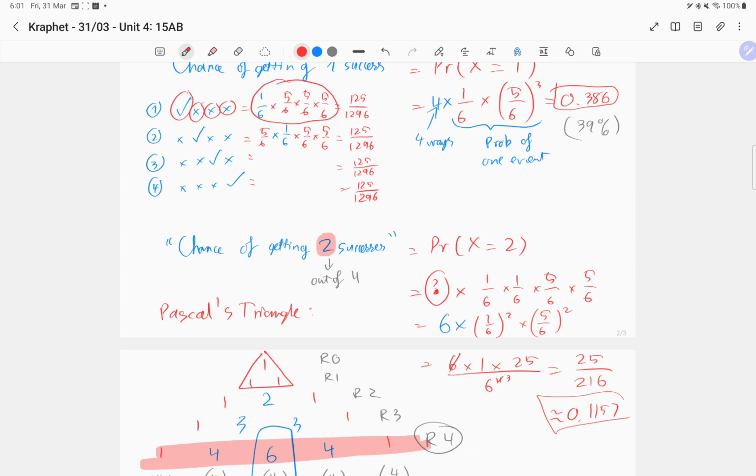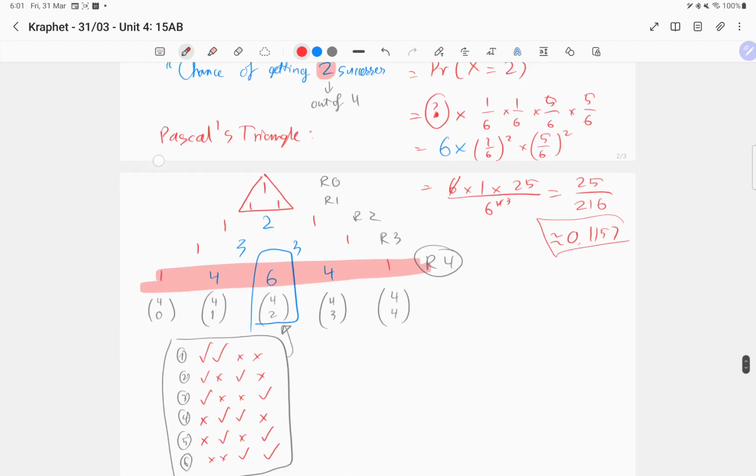So the only way that we can figure out that number 6 is using Pascal's triangle. Yes, or your calculator. Or the calculator. Yes.